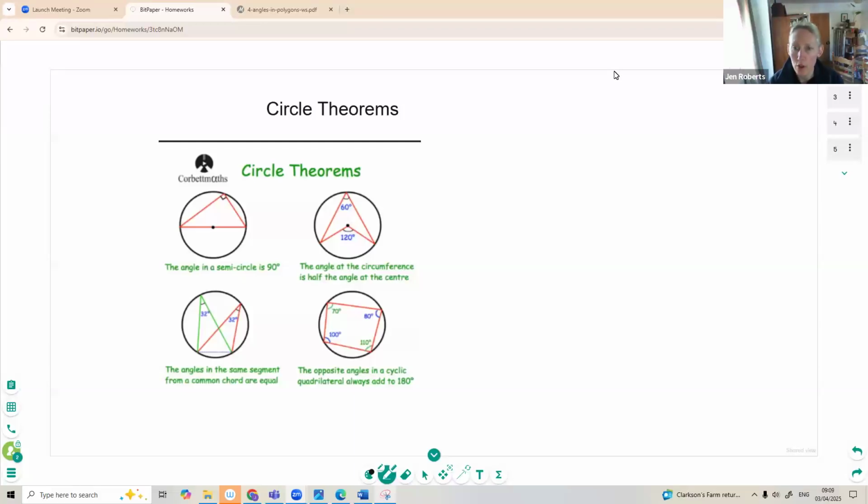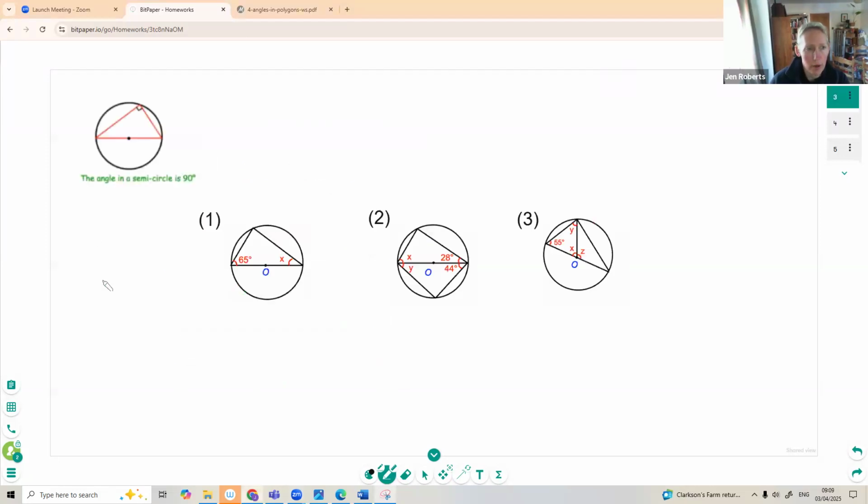This will be my first recording on the topic circle theorems. There will be a few videos, but we'll start with these 4 circle theorems as these are the easiest. So we're going to start with the circle theorem: the angle in a semicircle is 90 degrees.